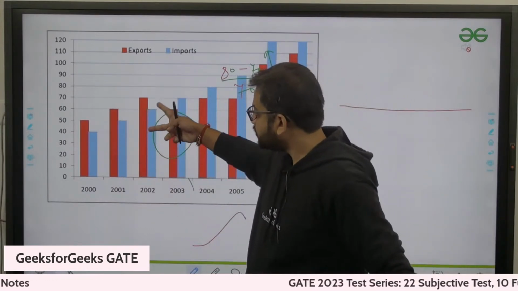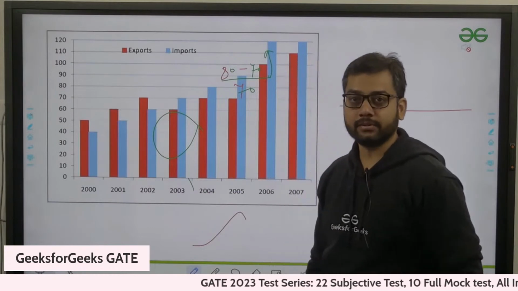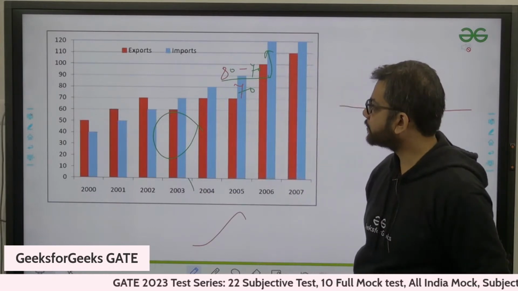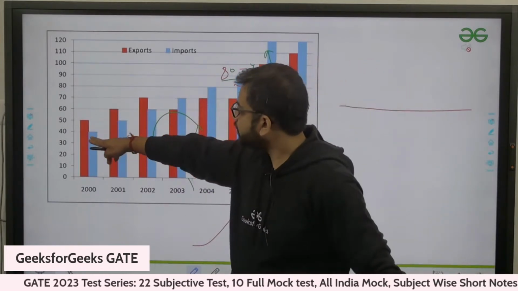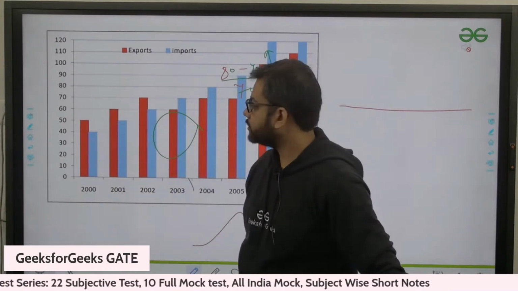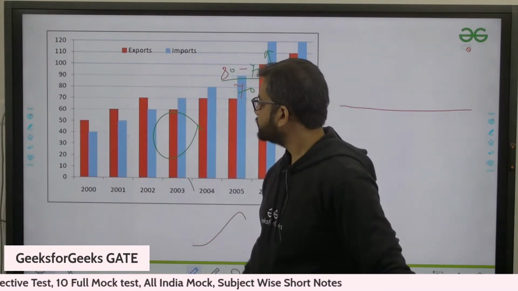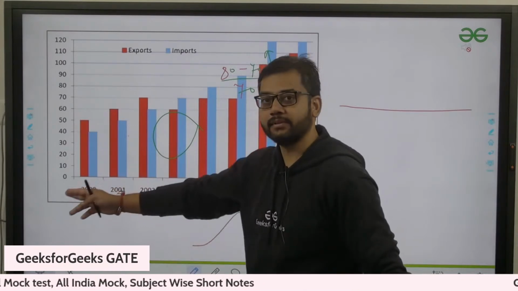This data is not too big. Import minus export. Okay, import minus export. If I'm doing so, here it's a negative. Here it's negative, here it's negative. That's why I have left it so far.